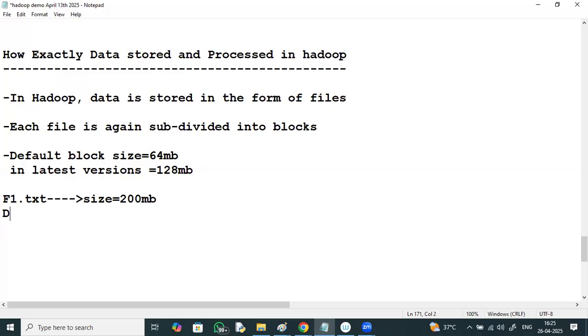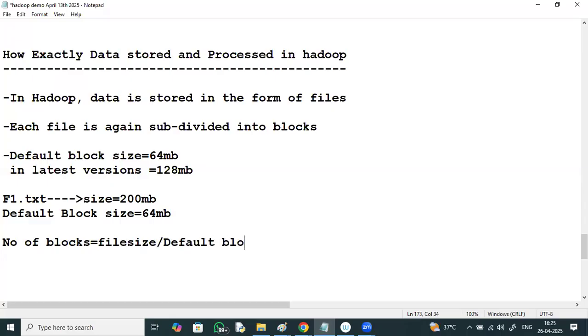Assume the default block size is 64 MB. We can even set our own block size also. Into how many blocks is this file divided? File size divided by default block size.